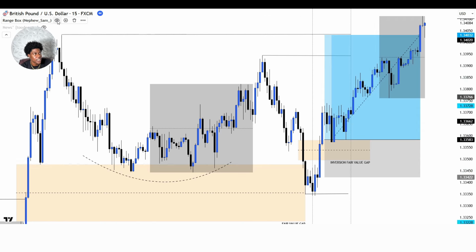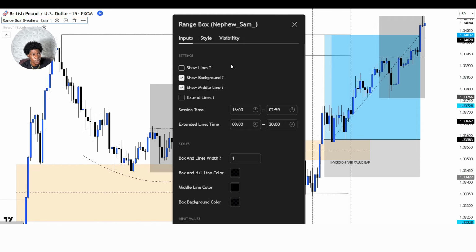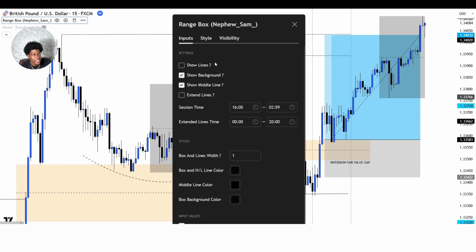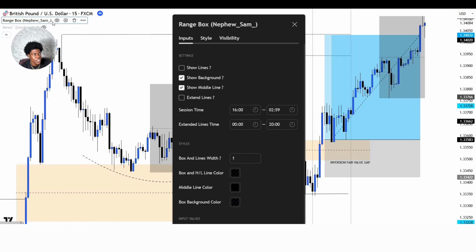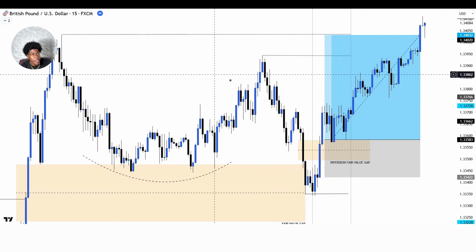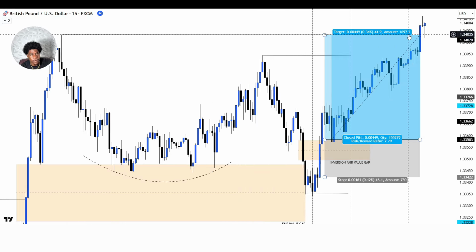Let me remove this indicator. This indicator is called a range box by nephew Sam. This is the settings for it. This is just an Asian range indicator that I use. But yeah, this trade ended up playing for way longer, right?